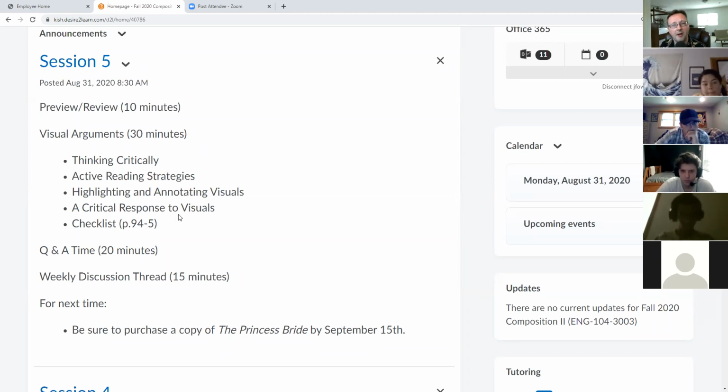We're also going to talk about how to highlight and annotate visuals. We've discussed highlighting and annotating before, but how do we do that in a visual context? We'll find out today. And then how do we prepare a critical response for a visual analysis like the ad analysis project coming up next week?